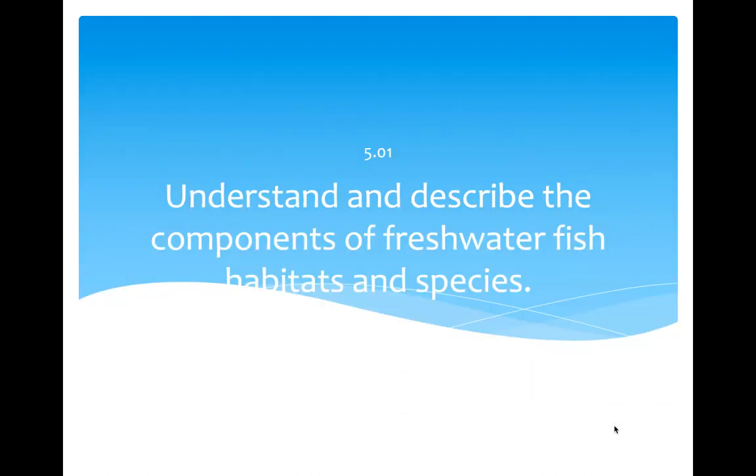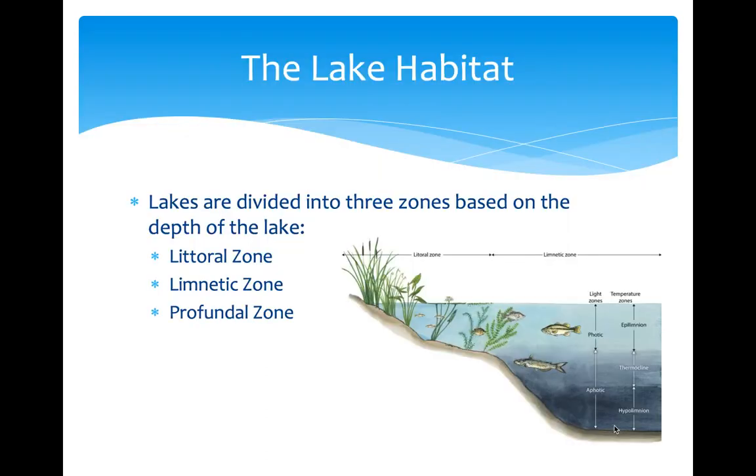We're going to look at some different components of freshwater fish habitats. The lake itself, pretty much any lake, is going to be divided into 3 zones based on how deep the lake actually is. As you are going into the very edges of the lake, typically you can look down where your feet are and you can actually see some plants and grasses and things that are growing in the water at the very edge of the lake or the pond. And that's called the littoral zone.